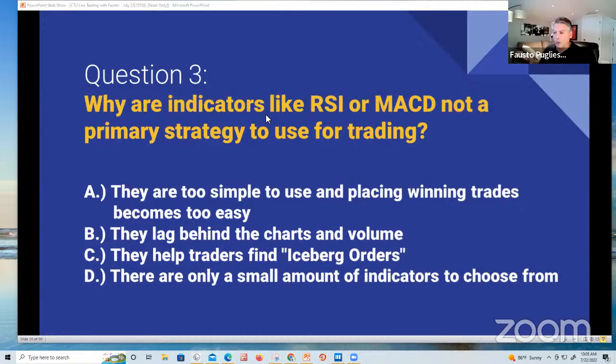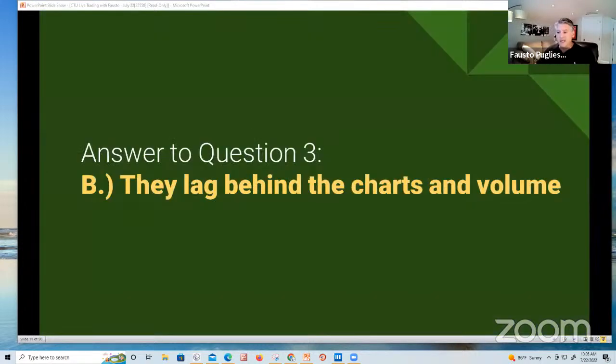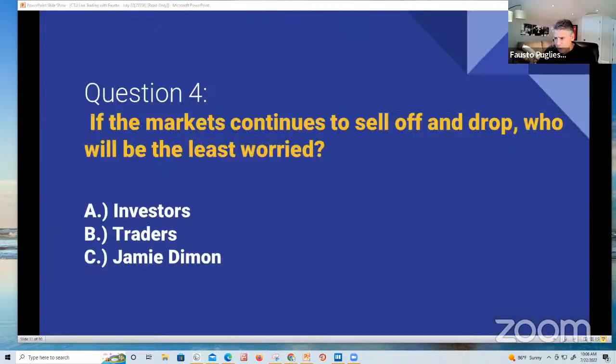Question number 3: why are indicators like RSIs and MACDs not primary strategies to use for trading? The correct answer for this one was B: they lag behind the chart and volume. That's the reason why. Question 4: if the market continues to sell off or drop, who will be the least worried? Investors, traders, Jamie Dimon?